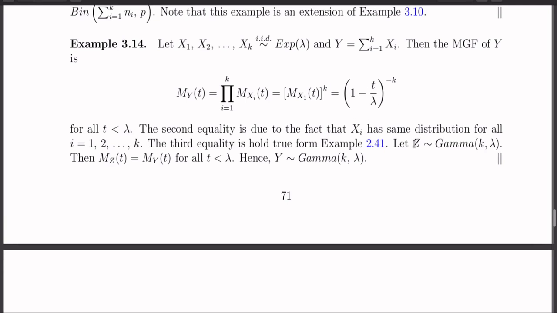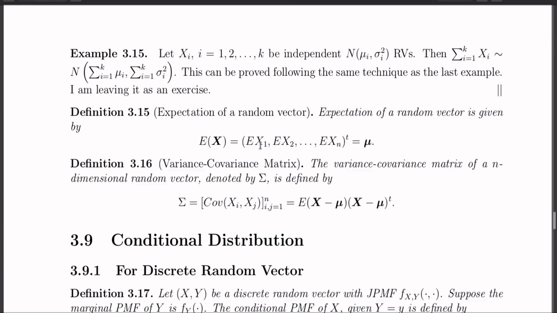Now you see that if I take Z following a gamma distribution with parameters k and lambda, then the moment generating function of Z is exactly this one, and it exists for t less than lambda. So that means the moment generating functions of Z and Y are the same, and this shows that Y has a gamma distribution with parameters k and lambda respectively. Okay, fine. In the same way you will be able to do example 3.15.